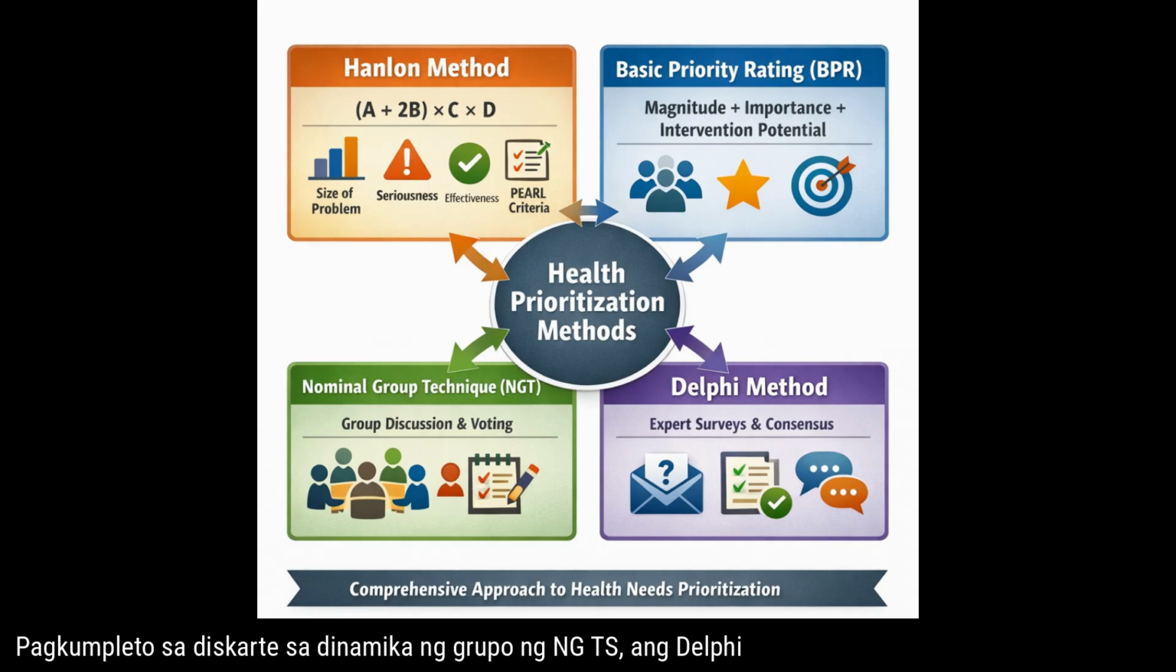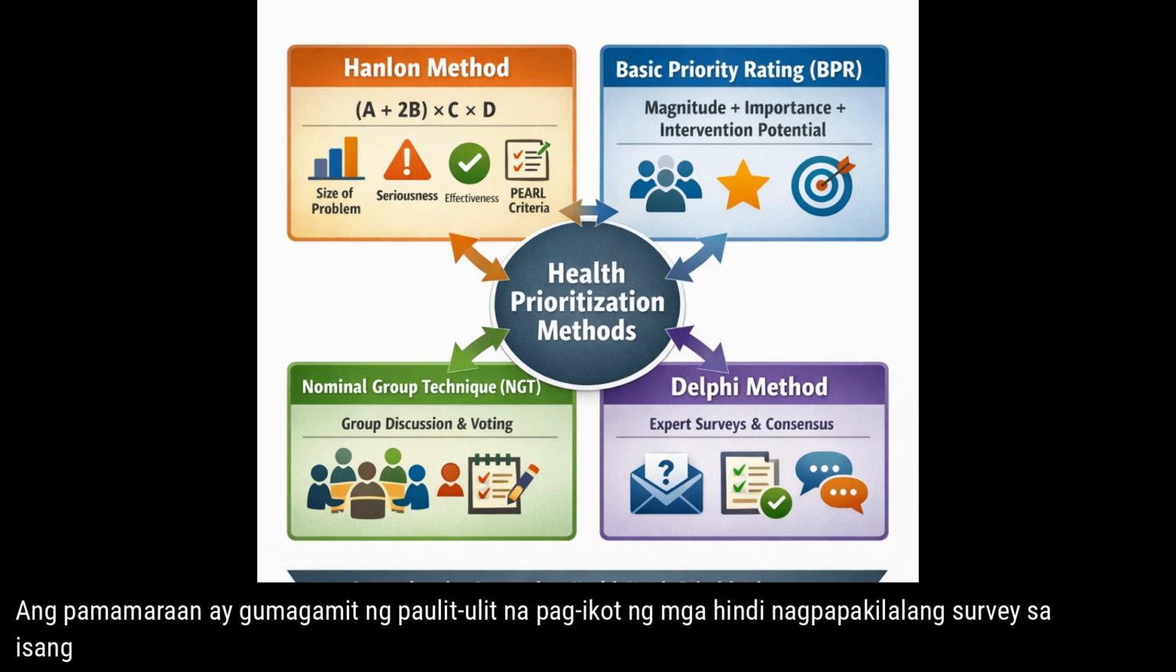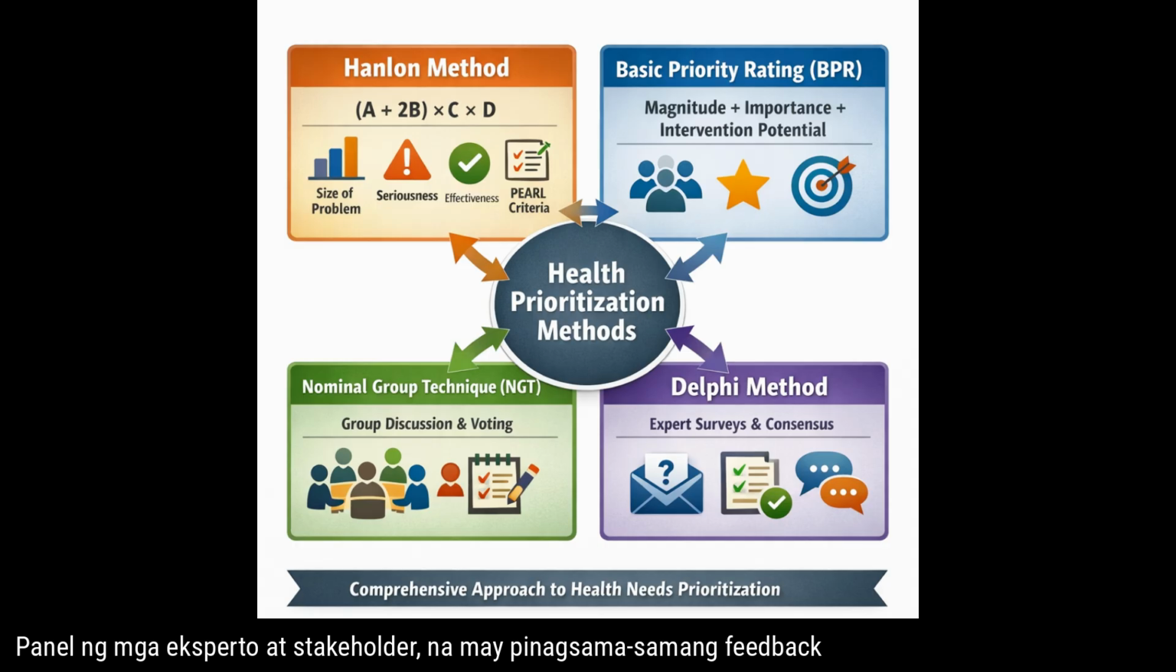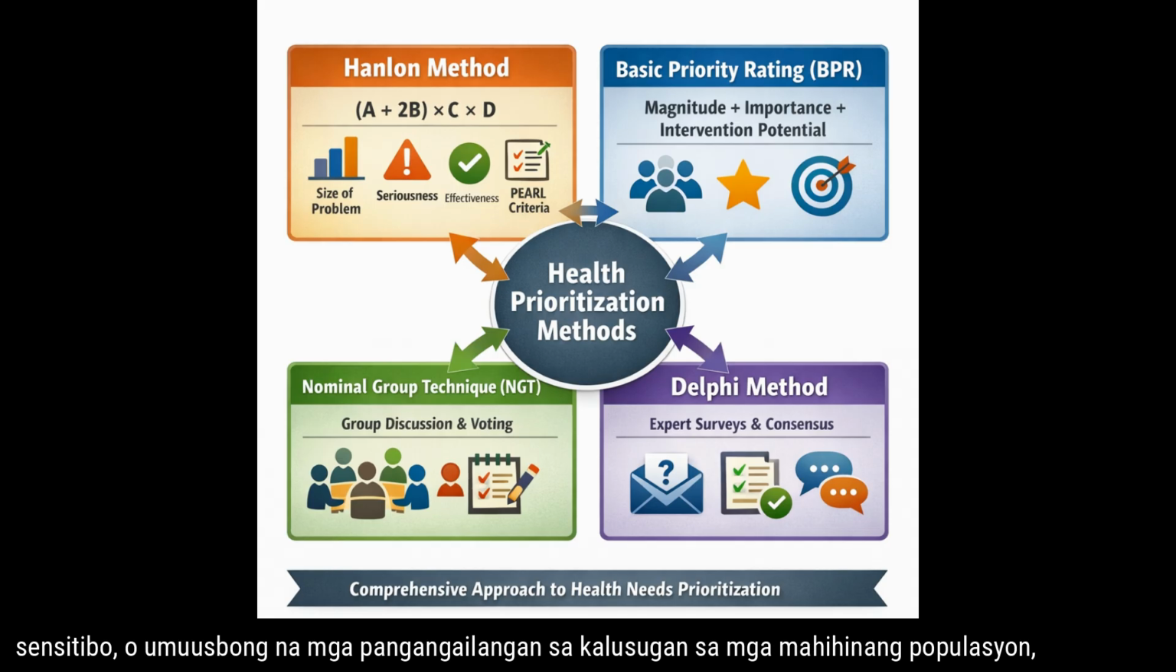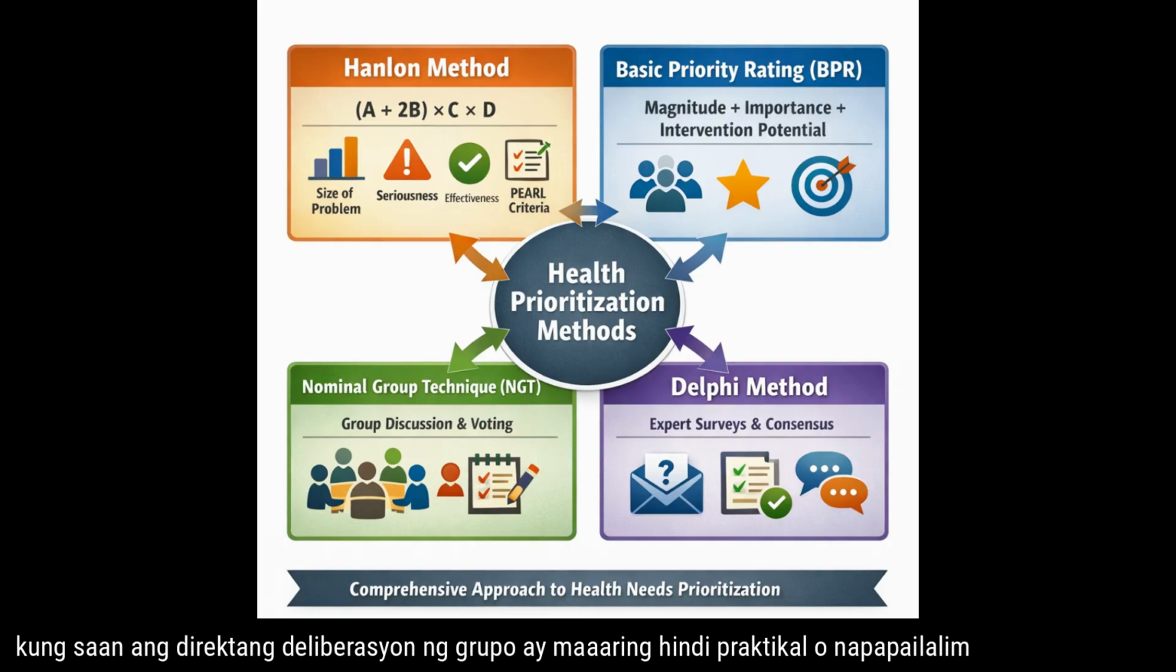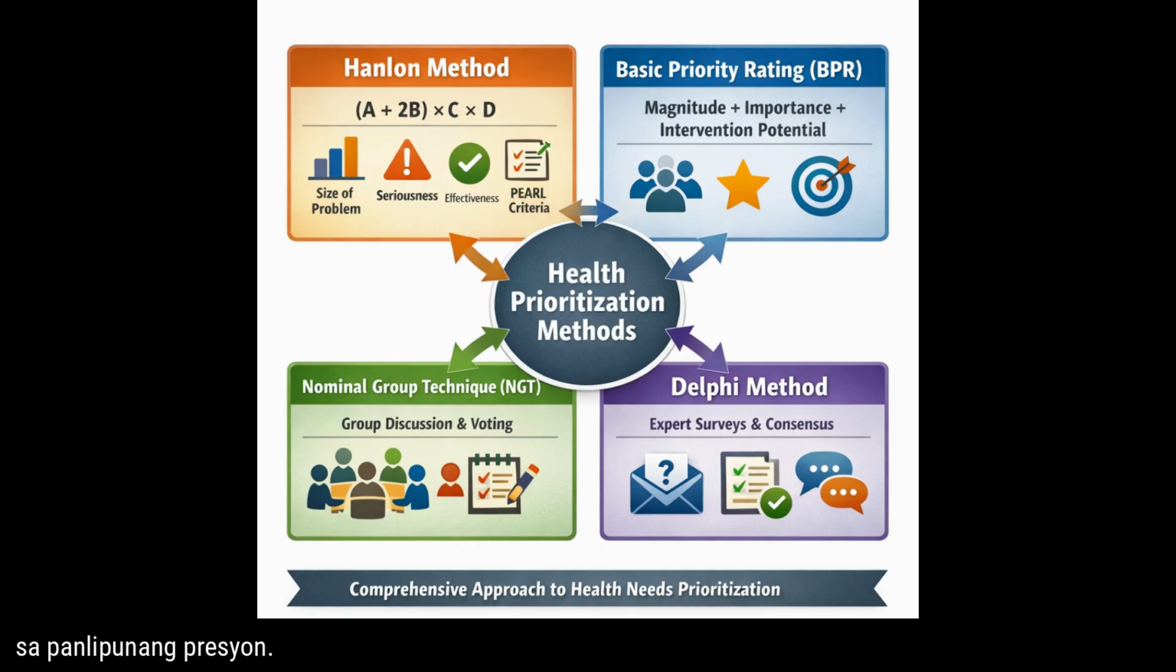Complementing the NGT's group dynamics approach, the Delphi method employs iterative rounds of anonymous surveys among a panel of experts and stakeholders, with aggregated feedback shared between rounds until consensus emerges. This approach is especially valuable when prioritizing complex, sensitive, or emerging health needs in vulnerable populations, where direct group deliberation may be impractical or subject to social pressure.